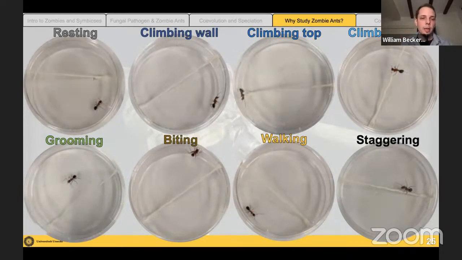The first of which is resting behavior. So this is pretty common. Ants don't necessarily sleep like animals do, where they lay down. They kind of just sit there and very slowly move back and forth. We also saw ants climbing the walls frequently and also on the lids.